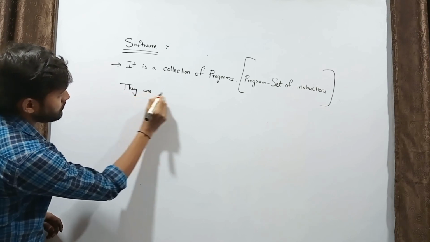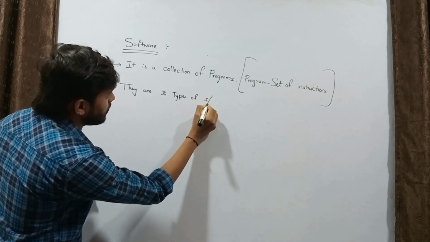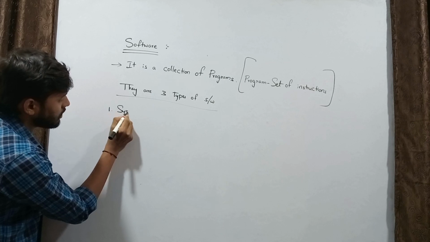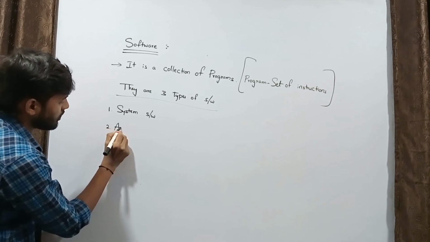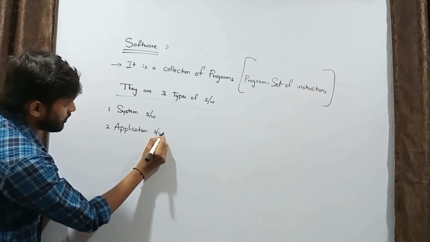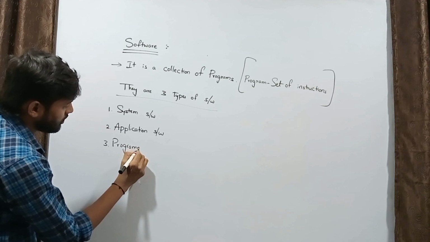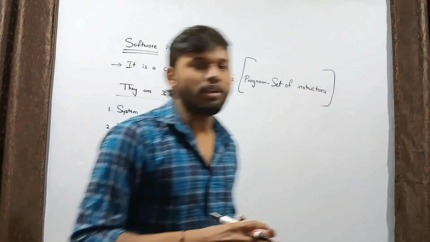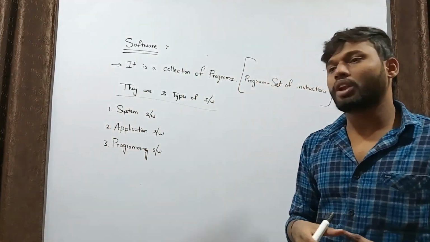There are three types of software available. One is system software, second is application software, and third is programming software. What are the software types we have? One is system software, second application software, third programming software.